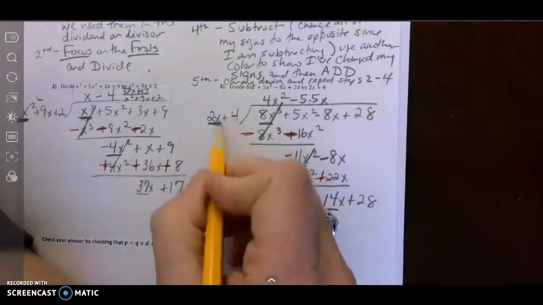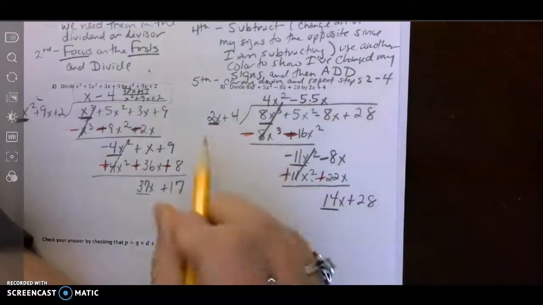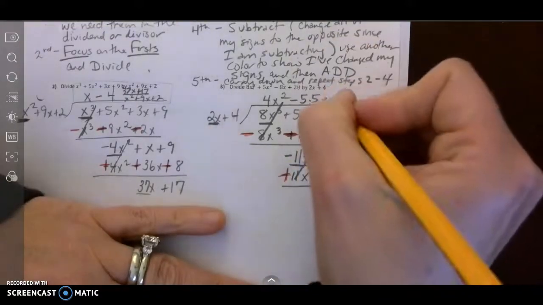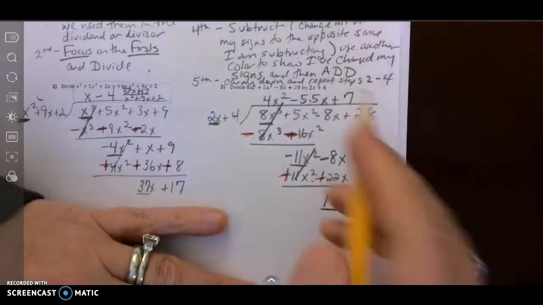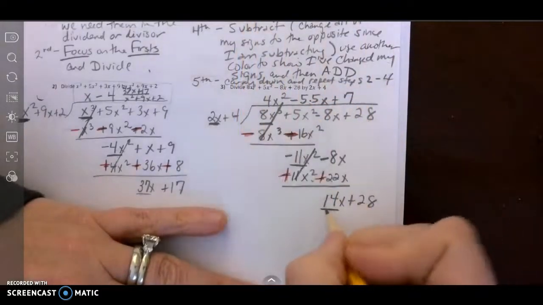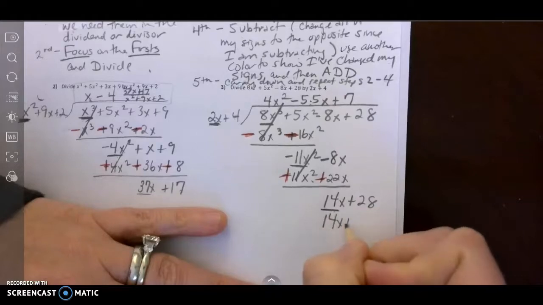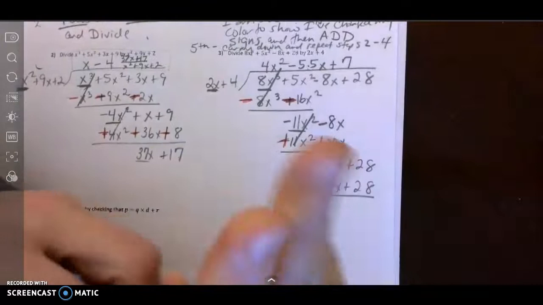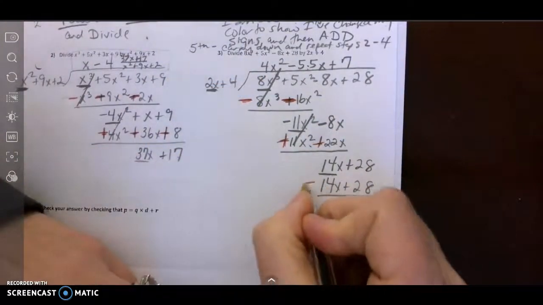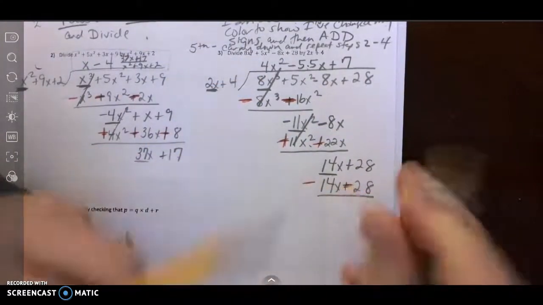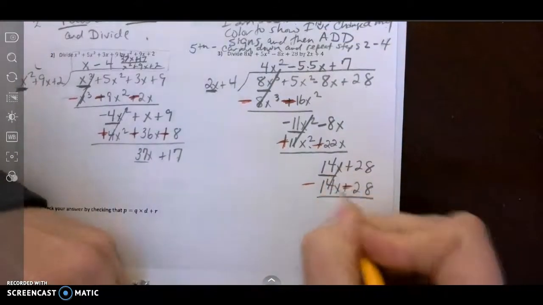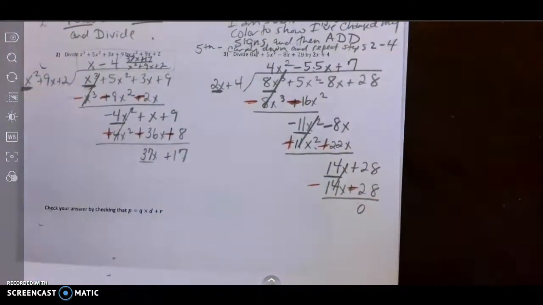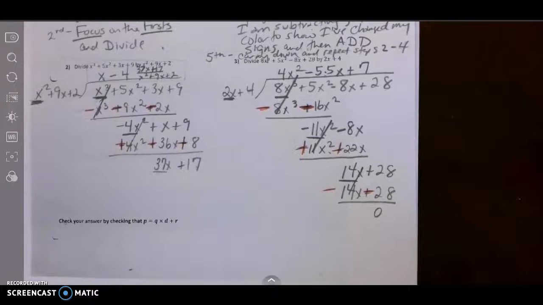Focus on the first. 14x divided by 2x is 7. Multiply. 14x plus 28. Subtract, changing my signs so that I can simply add. And look at that, 0. This feels good when we get 0 as our remainder. It makes us feel like we've done it right.